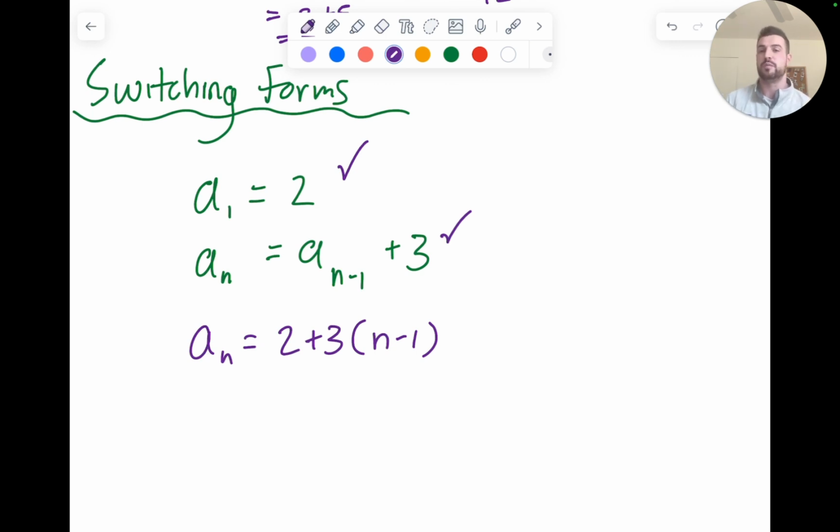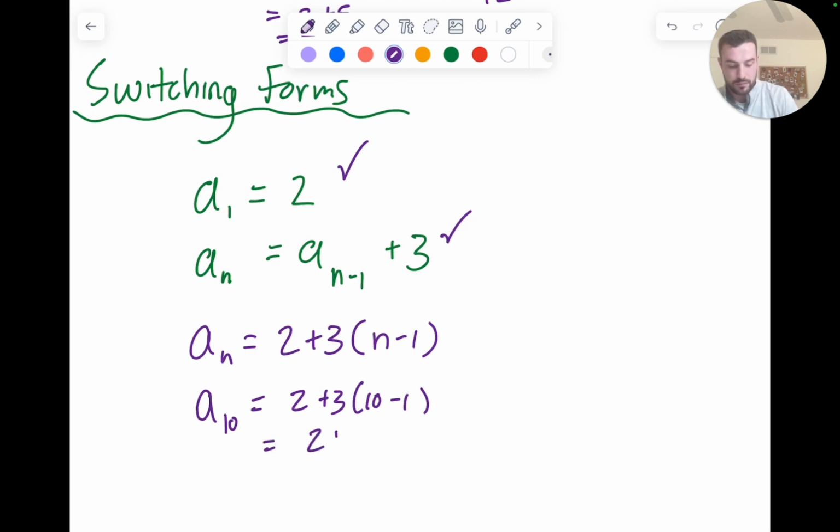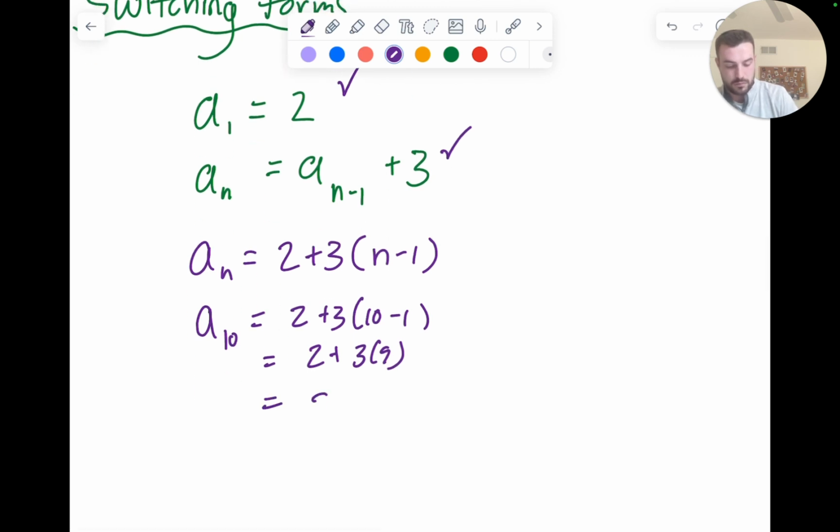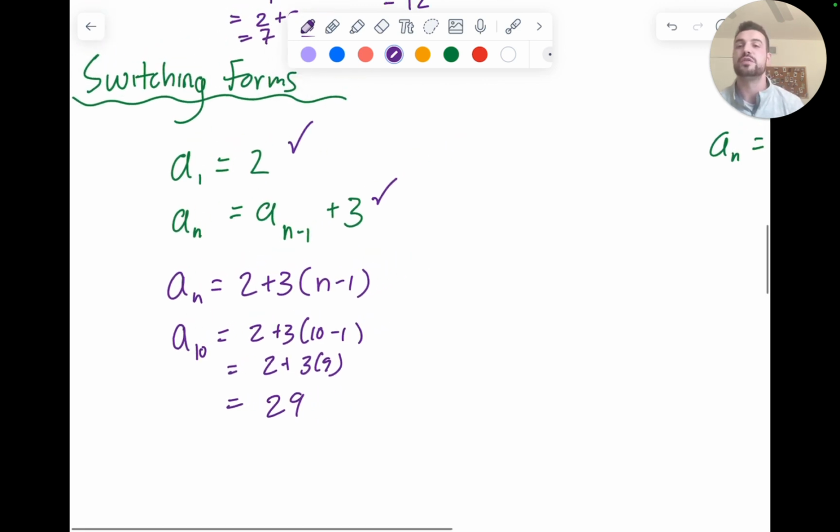Now, this might be helpful because what if they gave me the recursive formula and they said find the 10th term? Well, I don't want to have to list out the second, the third, the fourth, the fifth, the sixth, the seventh, the eighth, the ninth, and then the 10th. Instead, I can switch from recursive to explicit, and then I can simply plug in 10. So it is easier in that sense if we switch forms.